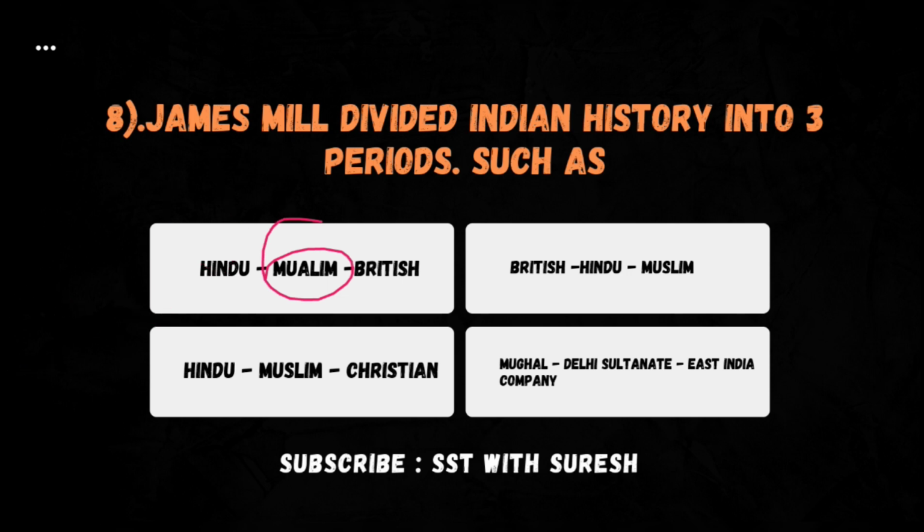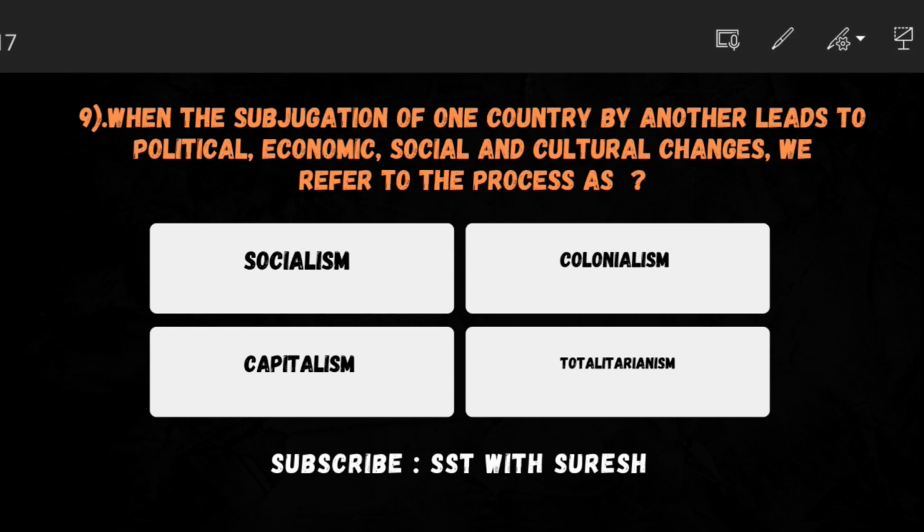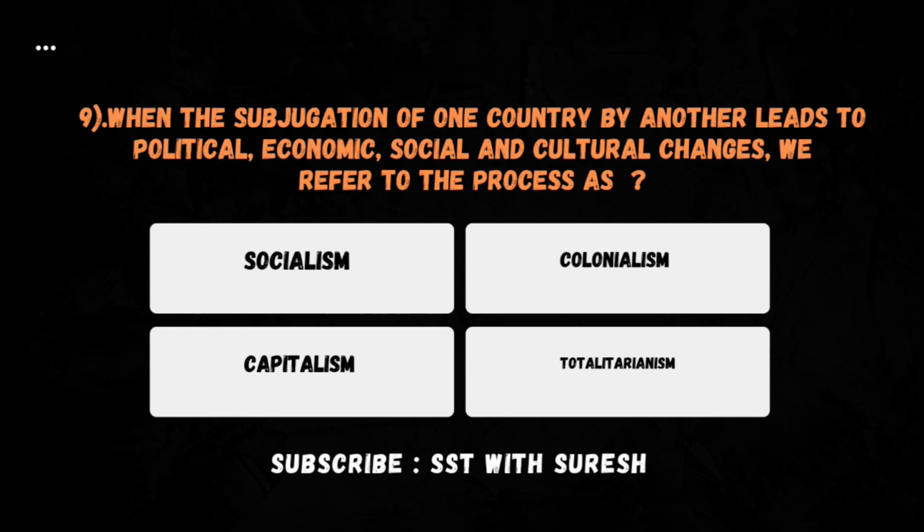And the correct answer for question number 8 is that James Mill divided Indian history into three parts: Hindu, Muslim, and British. Okay, next question number 9. Question number 9 asks that when the subjugation of one country by another leads to political, economic, social, and cultural changes, we refer to this process as dash.